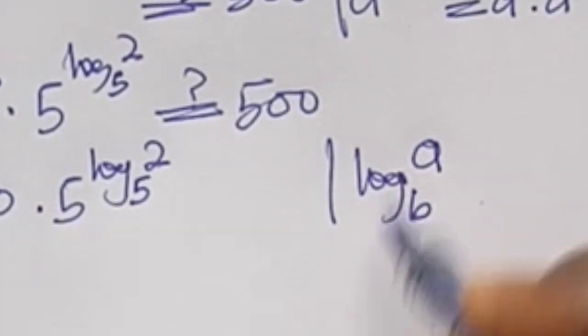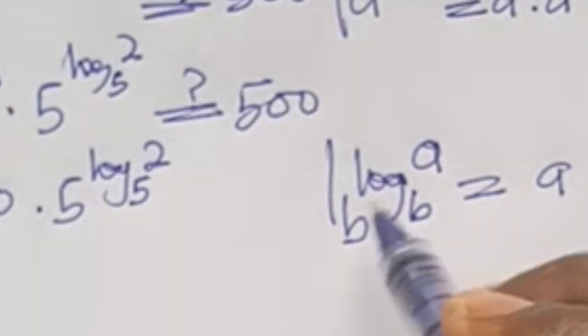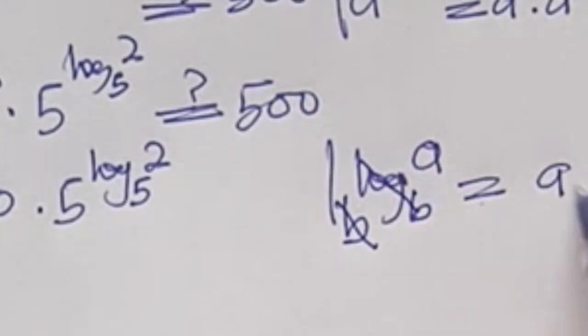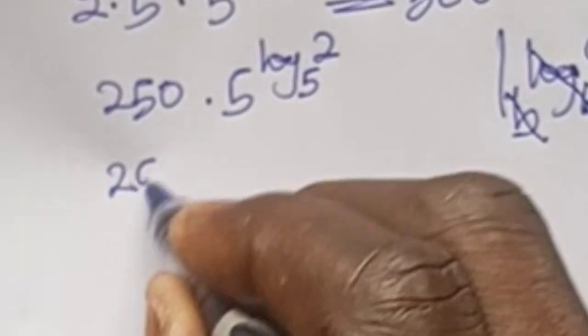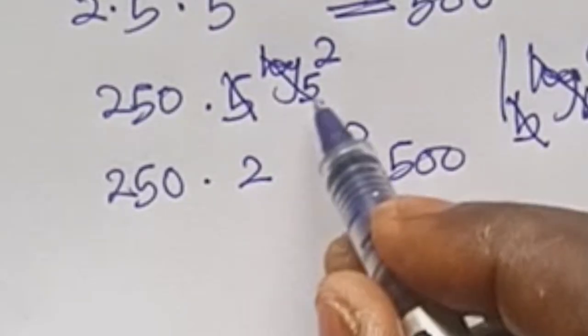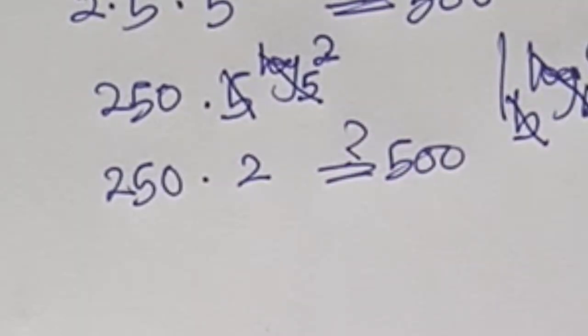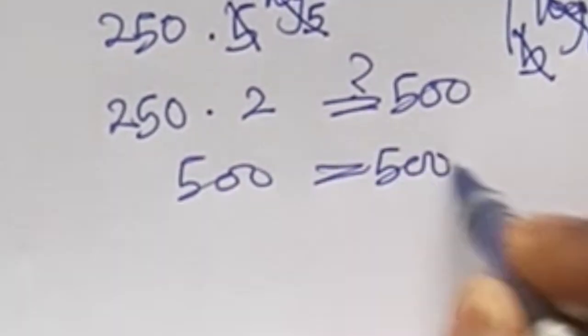Again, for log a base b, if this log is raised by the base b, it ends up becoming a. That is, b to the log base b will cancel out. What is left is a. So 250 times 2 is what we want to verify to be equal to 500, because 5 to the log of 2 base 5 will cancel out. What is left is 2. 250 times 2, that is 500, equals 500. So it is true that the value of m equal to 3 plus log 2 base 5 is correct.